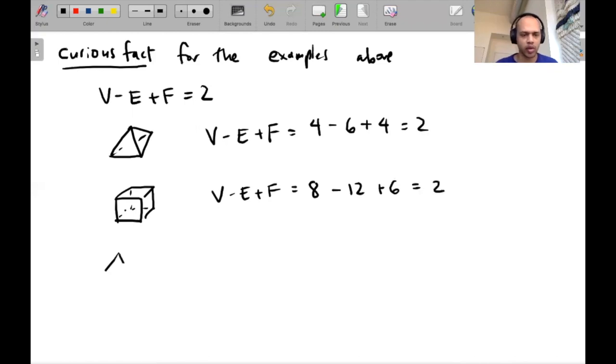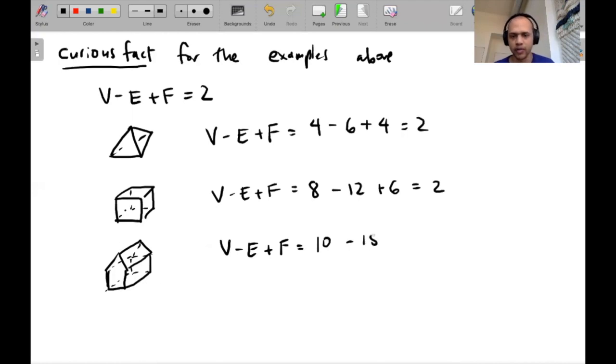And in the last example, see if I can draw it in a way that we can tell what's going on and count. So V minus E plus F, there are 5 vertices in the front, 5 in the back, so that's 10. The edges, 5, 5, and 5, so 15. And the faces, 2 from the front and back and 5 all around, so that's 7. So again, we get 2.